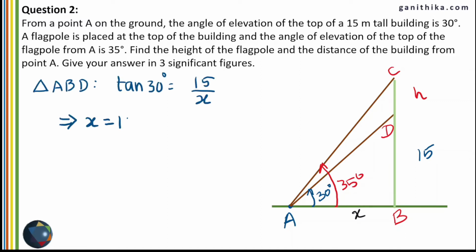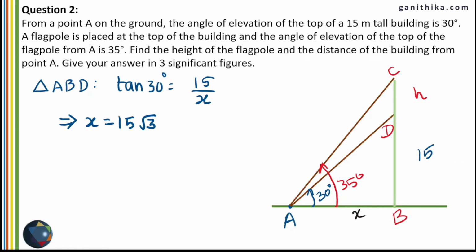From the triangle ABD, tan 30 degrees is equal to 15 over X because 15 is opposite to 30 and X is adjacent to 30. Therefore, we use tan. Tan 30 degrees is equal to 15 over X and therefore X is equal to 15 root 3. You can give the answer to 3 significant figures using your calculator. Leave this as 15 root 3 for further calculation so that you will get the most accurate answer.